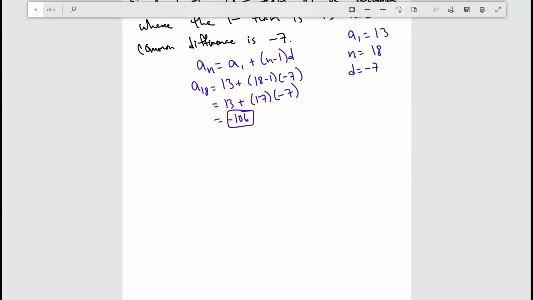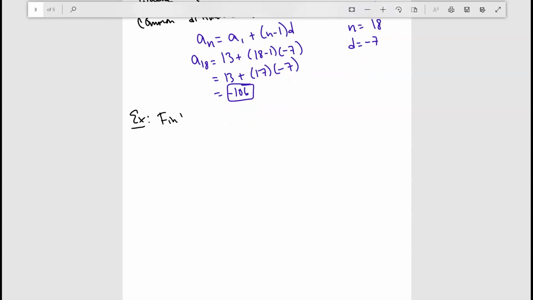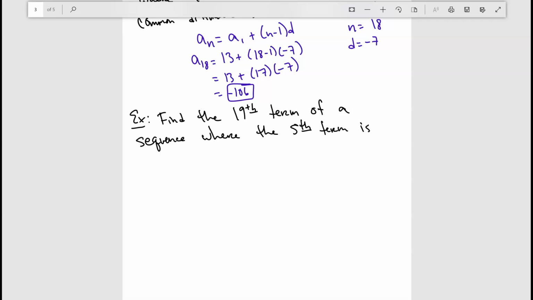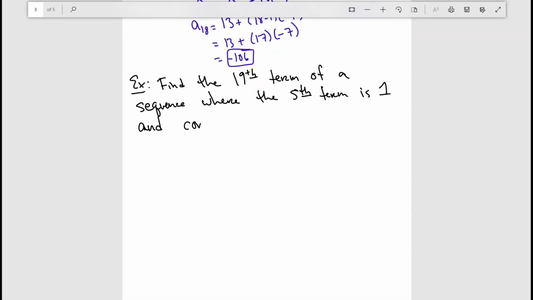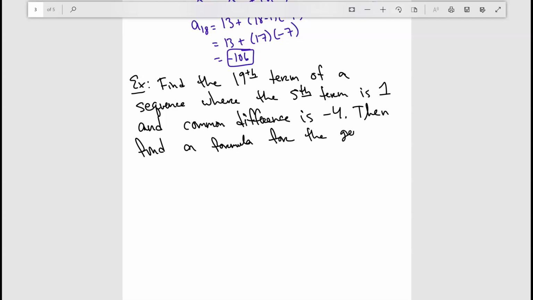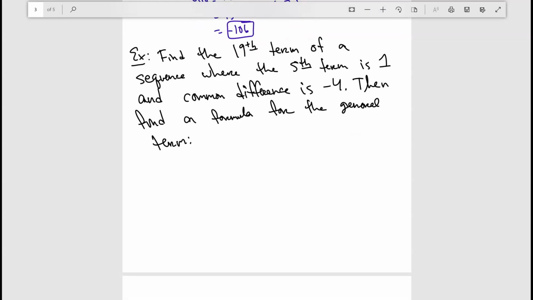Okay, and now let's do one more problem. Find the 19th term of a sequence where the 5th term is 1 and the common difference is -4. Then find a formula for the general term. So here we want to find the 19th term of a sequence where the 5th term is 1 and the common difference is -4. And then we're going to find a formula.